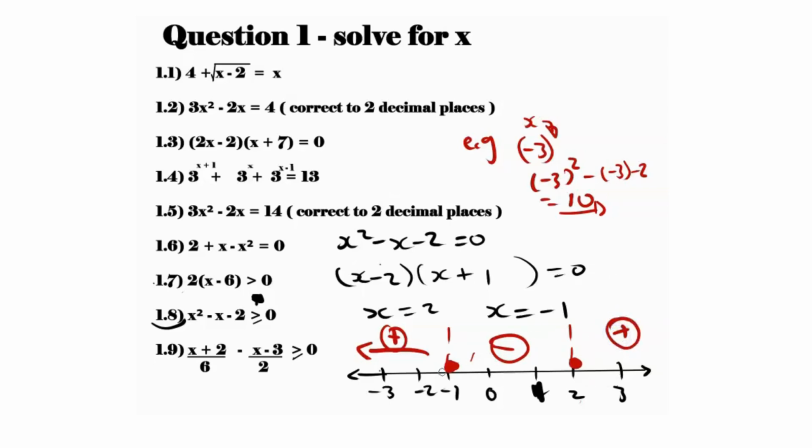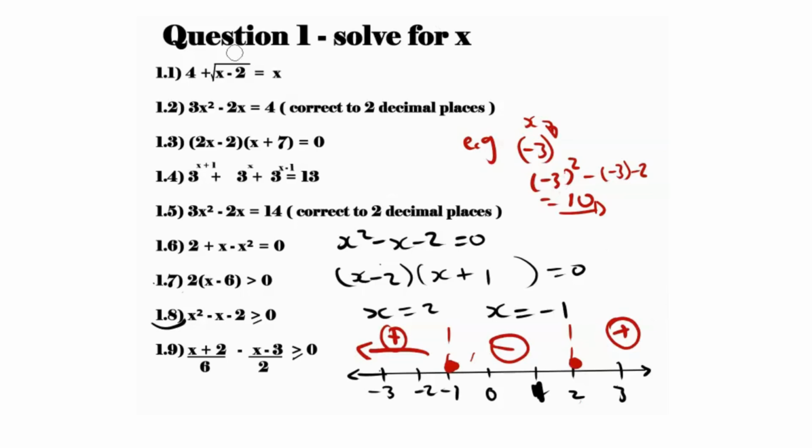So you can see that whenever we go to the other side, the negative side, it gives us positive answers that are greater than 0, and here positive answers that are greater than 0. But in between negative 1 and 2 gives us negative numbers. So now you can see that the values of x must be less than or equal to negative 1, and they must also be greater than 2, positive 2.